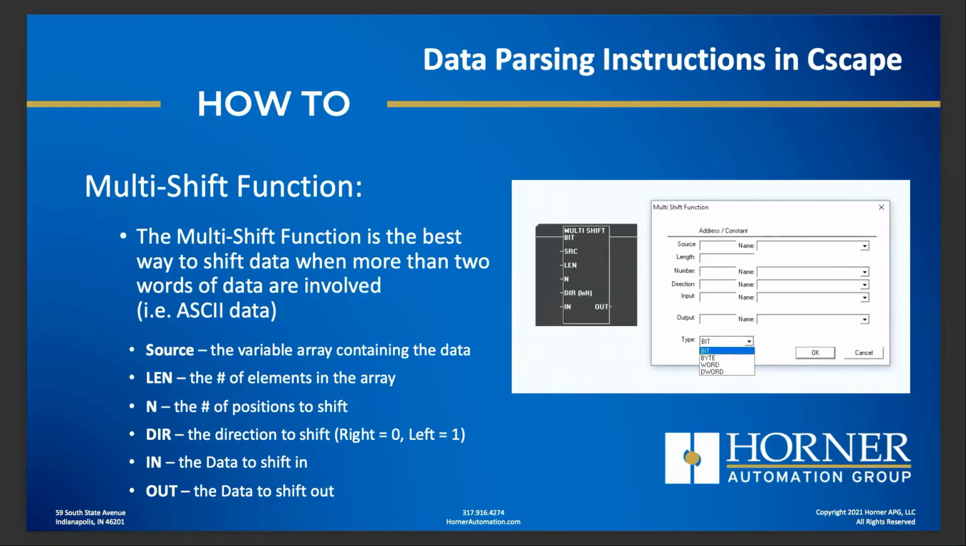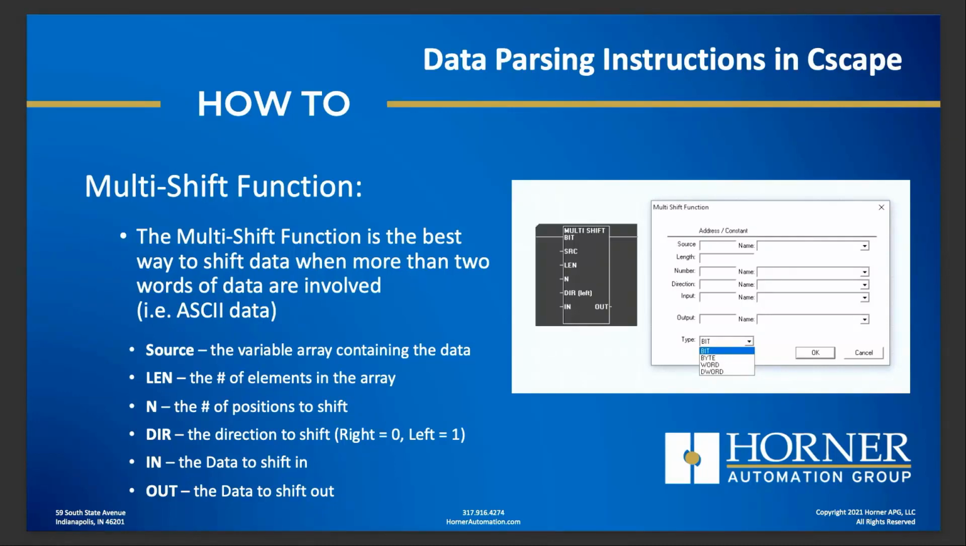Now, I will say that we did have a complete video on shifting data on shift registers. So this is covered in a lot of detail in another video as well. But specifically as it relates to data parsing, let's take a look at the input values and output values for the multi-shift function. First of all, the source is the start or the first variable in your array of data.